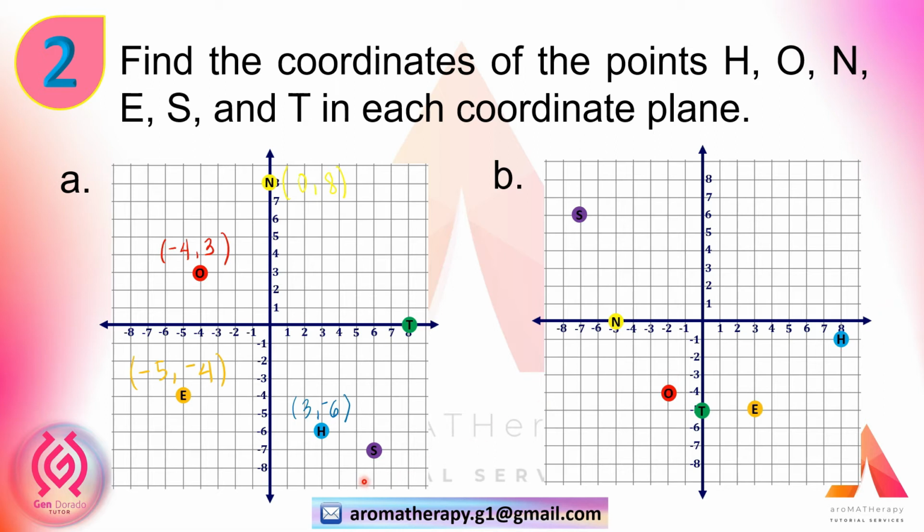Let's proceed to point S. Naka-align si 6, tapos si Y, negative 7. So, you write 6, negative 7. Again, mauna palagi si X. After ni X, si Y naman. Horizontal, vertical. X, Y. Nakuha.